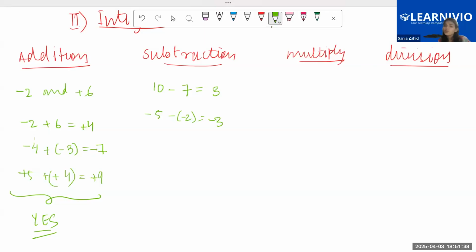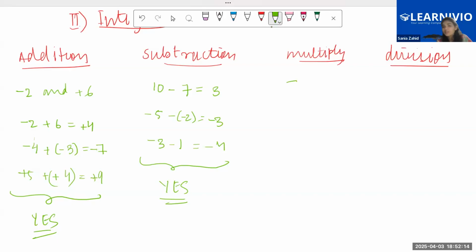Let's take one positive, one negative number. So I have, let's suppose, minus 3 subtracted from positive 1. What does this give you? Minus 4. Very good. So now again, every time I'm getting an integer only? Yes, ma'am. So does subtraction follow the closure property for integers? Yes, it does.